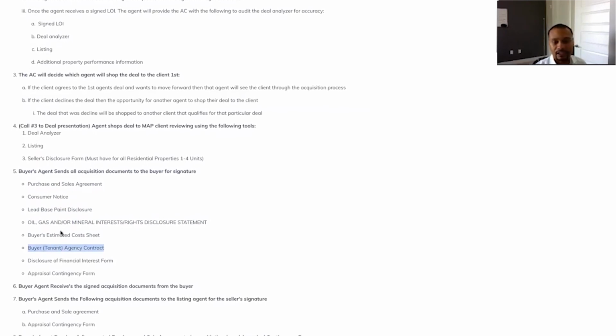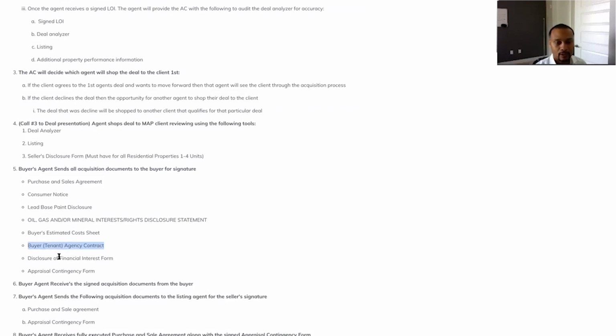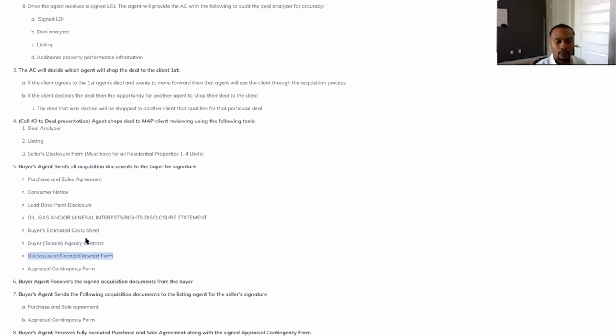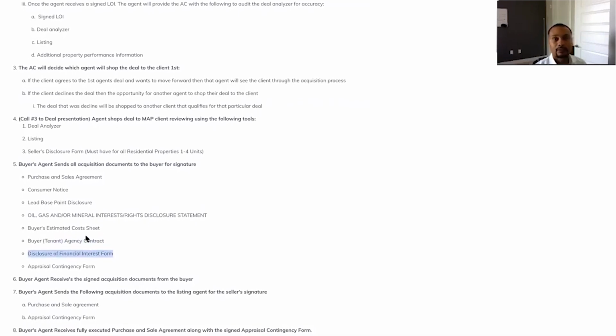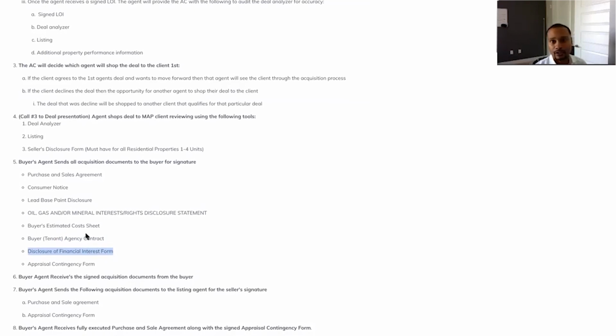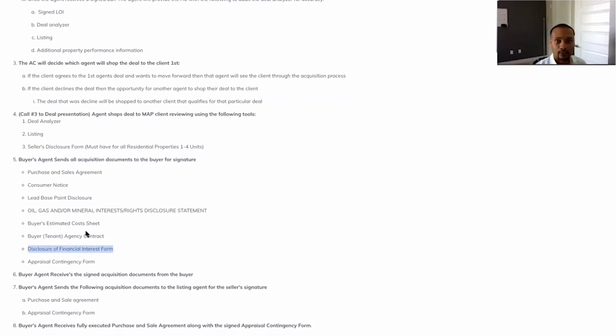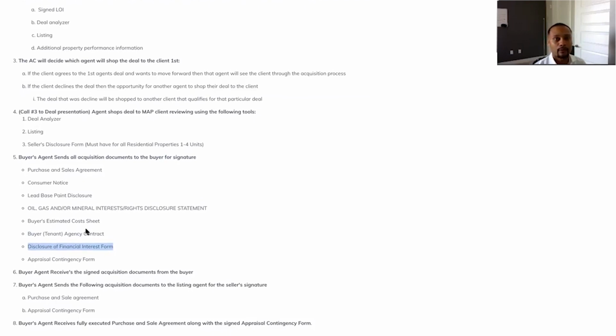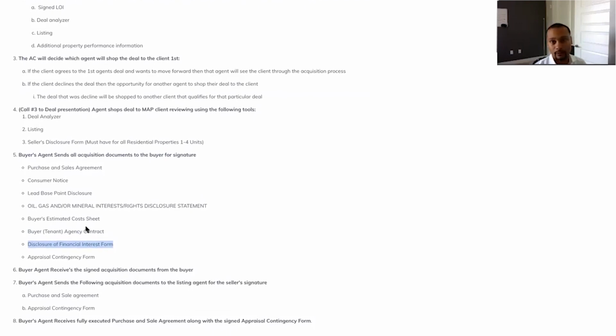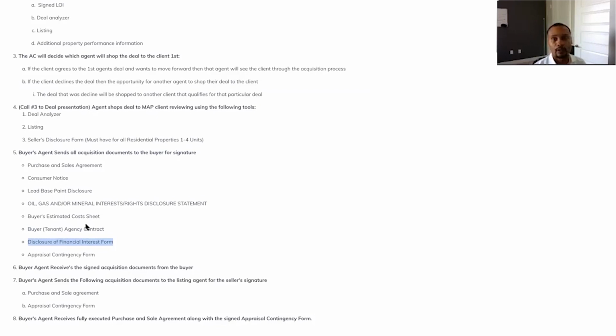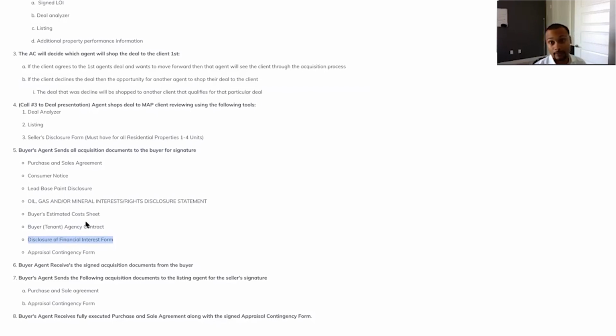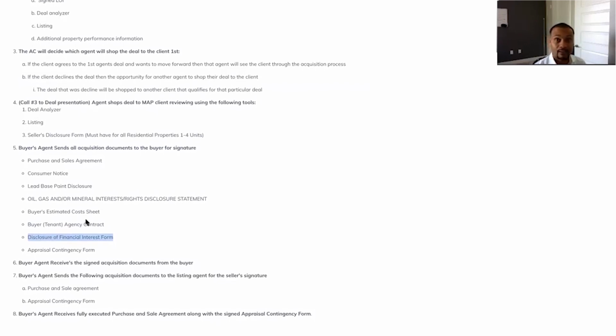The buyer-tenant agency contract is between you and the map agent. Then the disclosure of financial interest form, which means there could be a possibility that the agent gets commission or 100% finance or what have you. It's just a disclosure about any financial interest that either party may get from the transaction. Of course, people working on your behalf get compensated, get a commission, so they're incentivized to do good by you so you can close on a property.